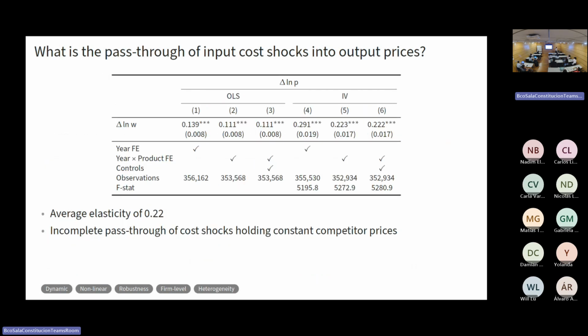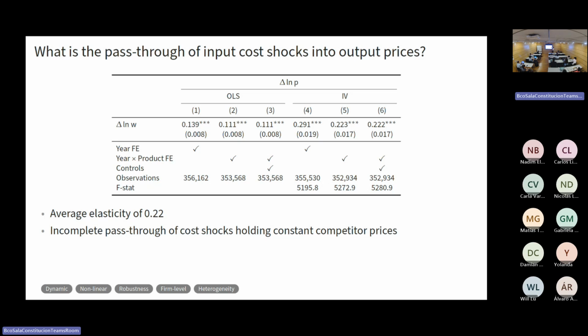Okay, this is the result of the estimation. So I'm only going to talk about the IV because of time, but the elasticity that we measure is this elasticity of 0.22. This means that a 1% shock in input prices makes these firms, at an annual frequency, increase their prices by 22%.